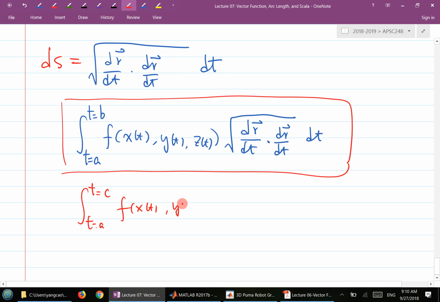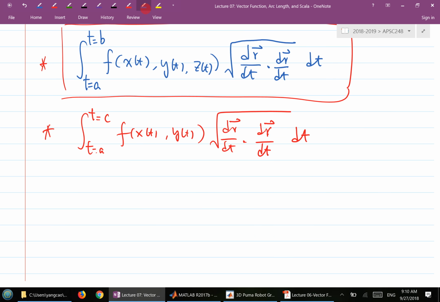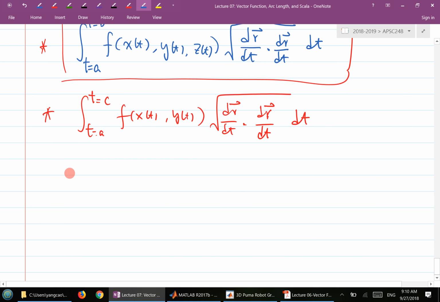So I'm going to write down the 2D case too. So you have essentially two formulas to deal with. The first one basically includes the second one. Is that good? Okay. So I'll show you a couple examples, and then you'll see how it is done. This is actually not too bad in terms of calculation.